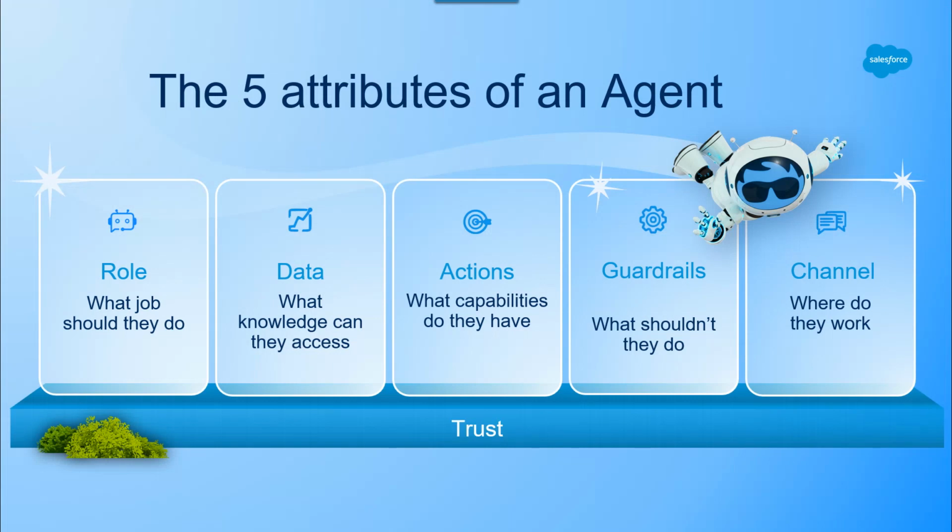So what are the attributes? We're going to give an agent a role. It's going to have something specific that it needs to do. We're going to give it data. We're going to open up data. That's where, in our case, our MuleSoft API is going to provide data that the agent can use. It's going to have certain actions. We're going to give it a job to do. This is your topic. This is your role. This is what you're going to do. And then we're not only going to tell it what it can do and what it should do, but we're going to tell it what it shouldn't do.